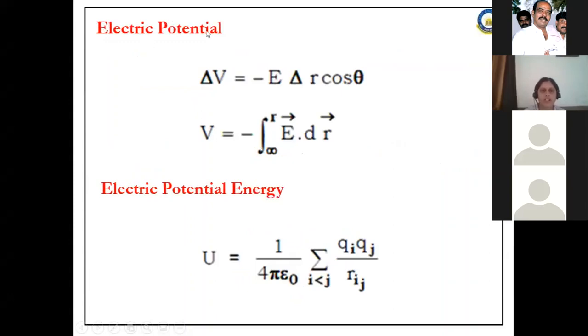Next, electric potential. As I told already, electric potential is nothing but the work done in bringing a unit positive charge from infinity to a given point at a distance r in an electric field E. That we can give by integrating the integral of E dot dr between the limits infinity to r. Then this work done is stored as the potential energy. So the potential energy formula is U is equal to 1 by 4 pi epsilon naught Qi Qj by Rij.